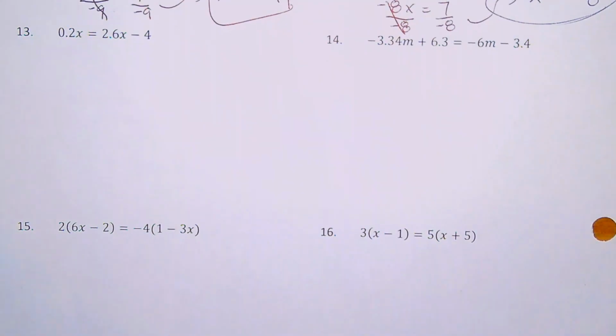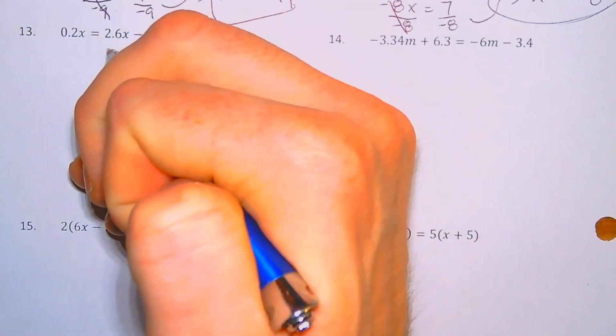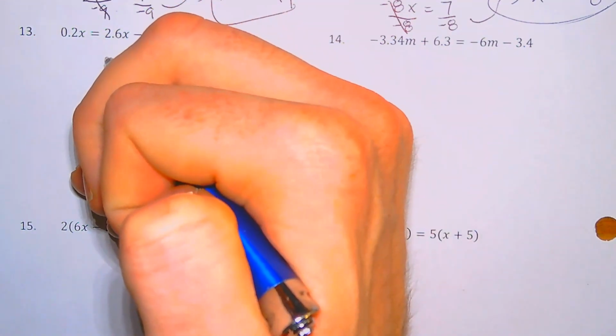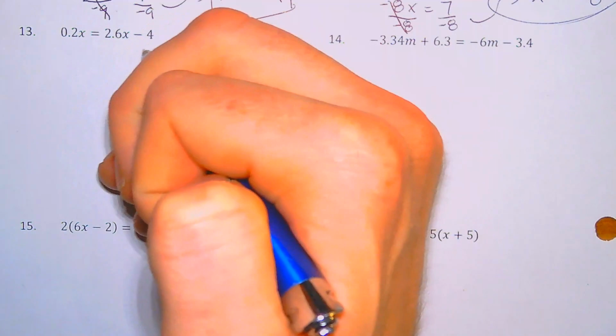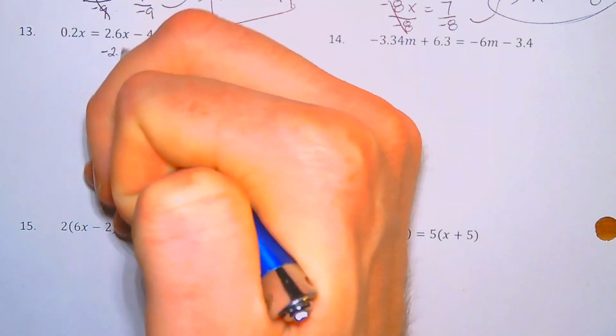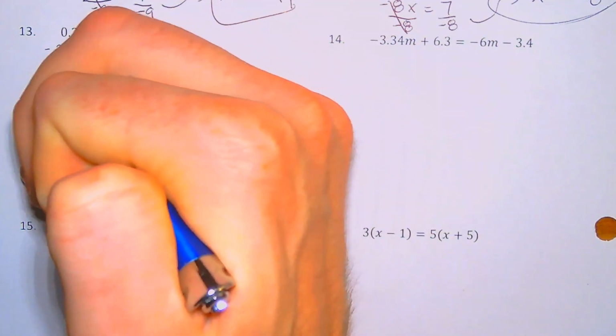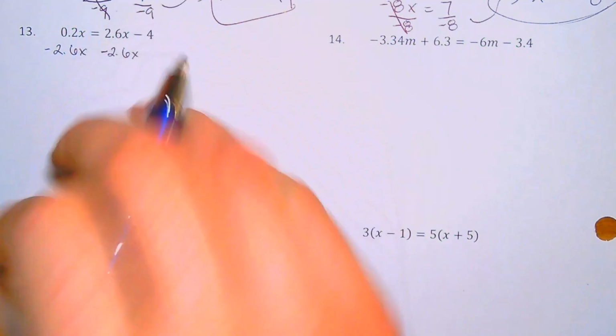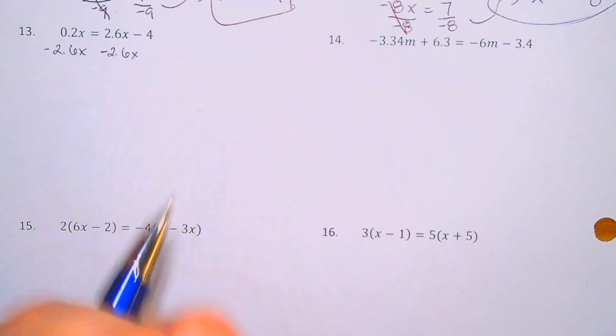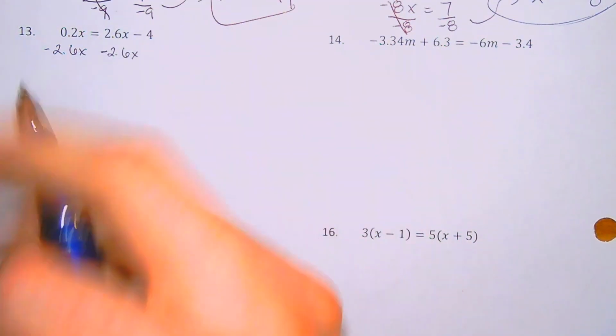Okay, move on. Let's go down here. First step in this, remember, you want to make sure your variables are going to the left-hand side and our numbers are staying right. So we're going to minus 2.6x here. Sorry, my hand's a little bit big. Just noticing now.